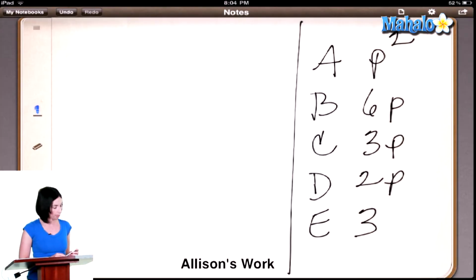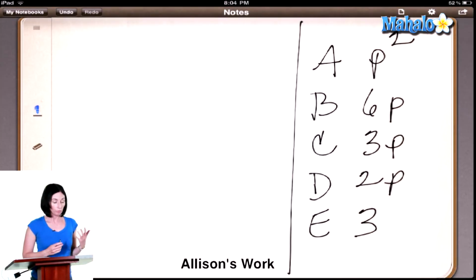So we have these 5 answers here: p squared, 6p, 3p, 2p, and 3. If you're not sure, you can always go through the answers and try them. So what do you think? Let's look at p squared. Can you divide p squared into 6p? Is it a factor of it?